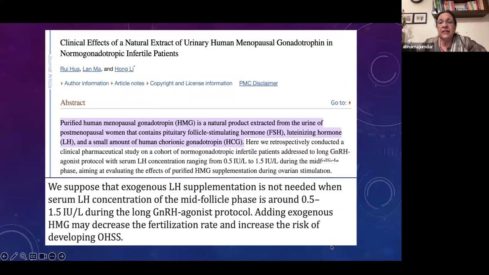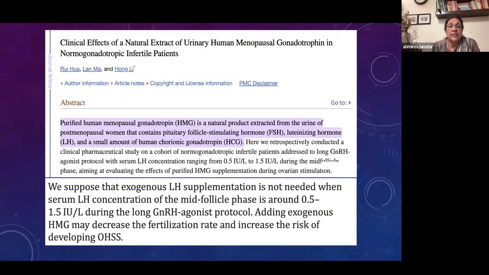Here they conducted a clinical pharmaceutical study on a cohort of normogonadotropic infertile patients, who were addressed to a long GnRH agonist protocol with serum LH concentrations ranging from 0.5 IU to 1.5 during the mid-follicular phase, aiming at evaluating the effect of purified HMG supplementation during ovarian stimulation.